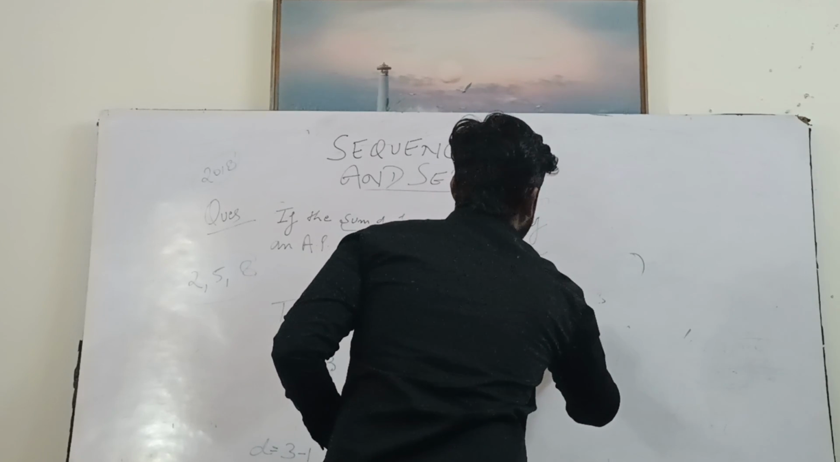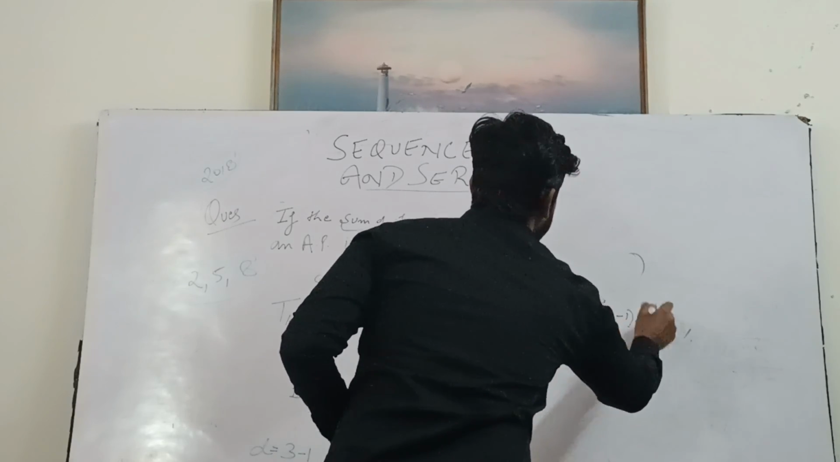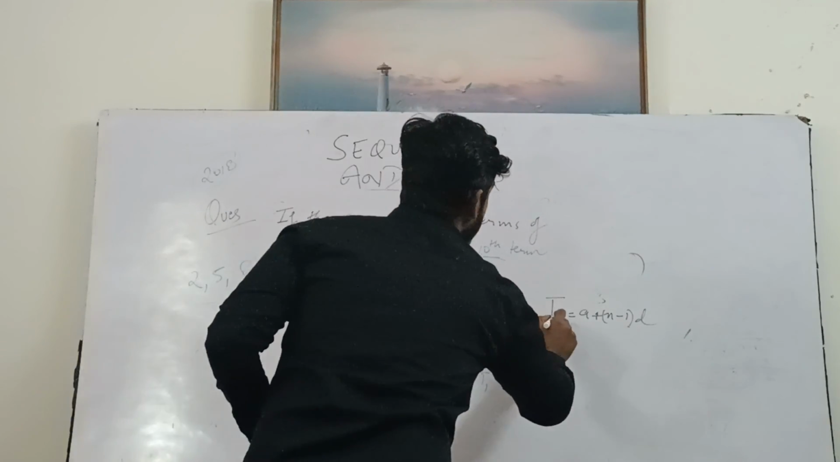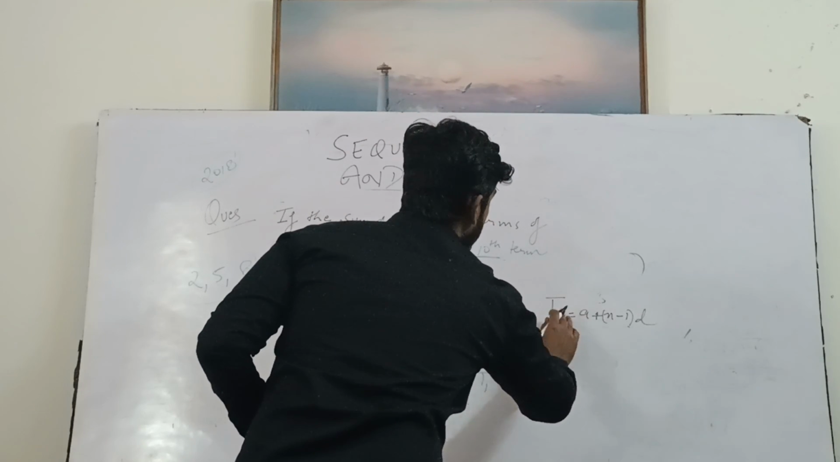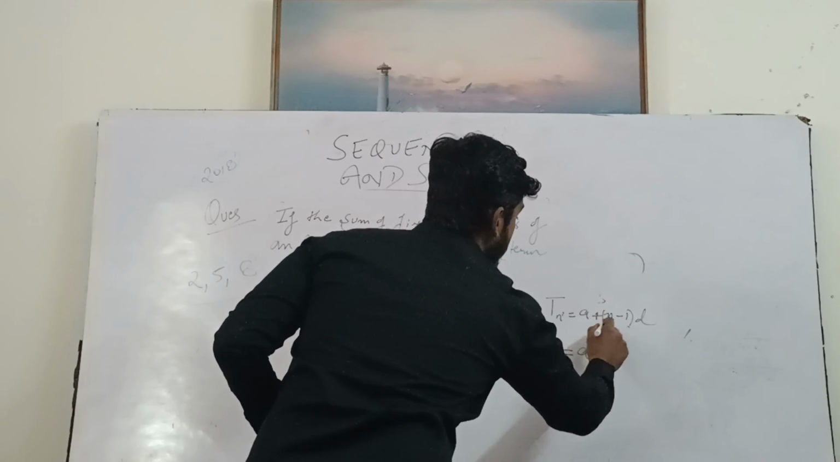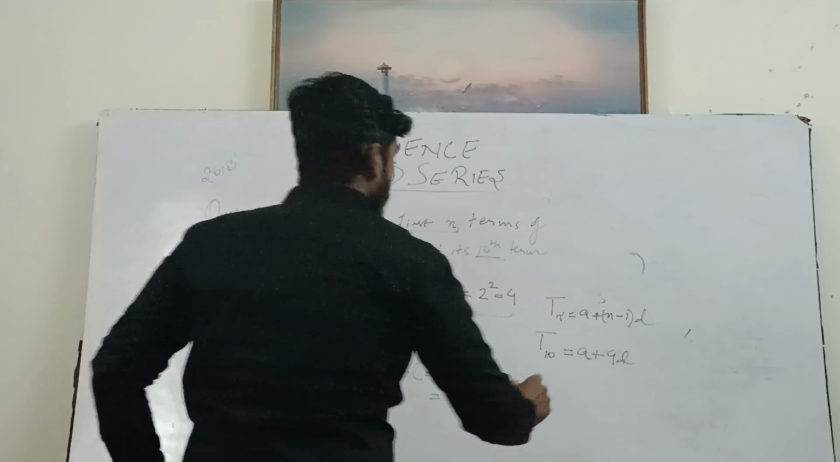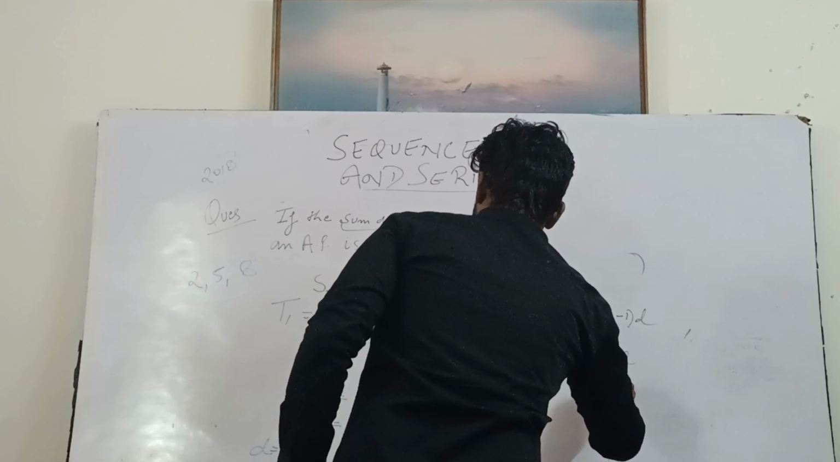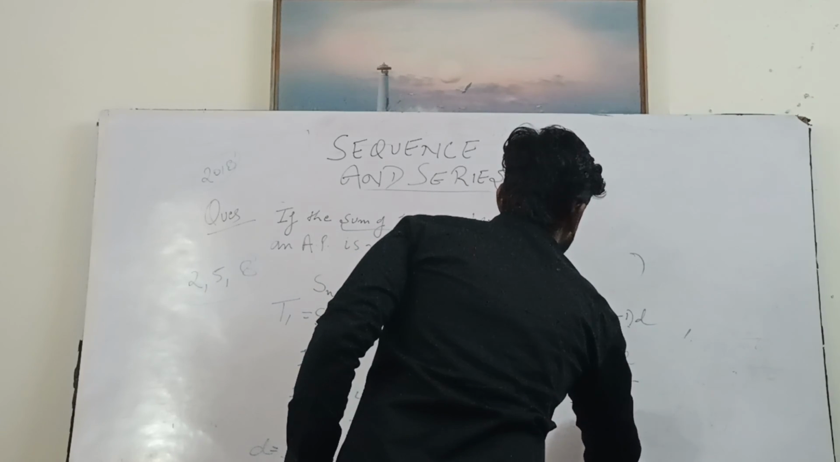What is Tn? A plus n minus 1 into D. How do you find out 10th term? You need to get 10 here, so put n is equal to 10. This becomes A plus 10 minus 1 into D. We know A, 1. We know D, that is 2. The 10th term is 19.